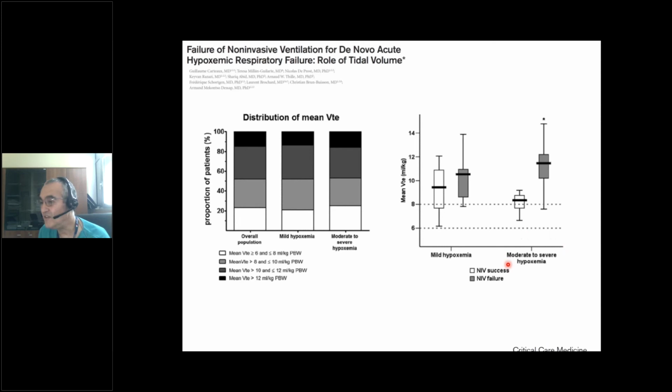And which of the patients fail in NIV? The most severe ones, the ones that have the highest tidal volume. So this is indirect evidence that self-induced lung injury does exist. Would you apply a tidal volume of 12 ml per kilogram in an intubated patient with ARDS? The answer is no. It is reasonable, it is wise, to keep the same caution on pressure support during non-invasive ventilation.